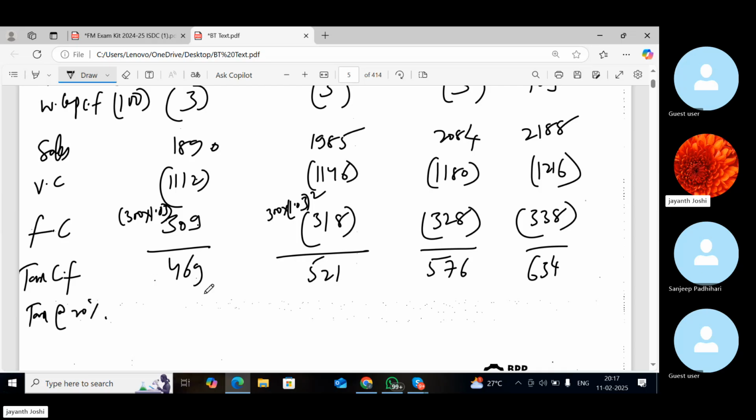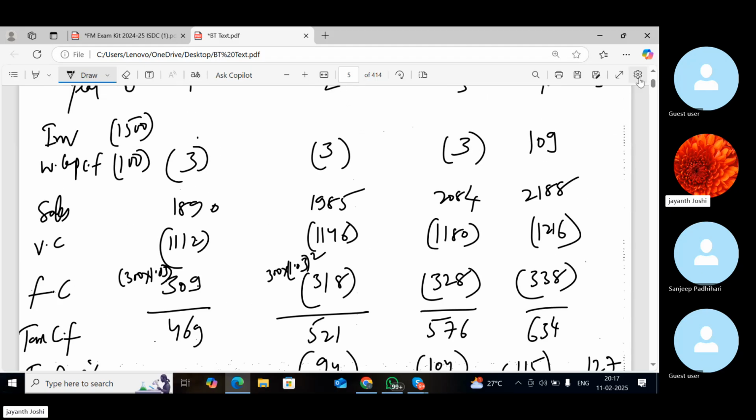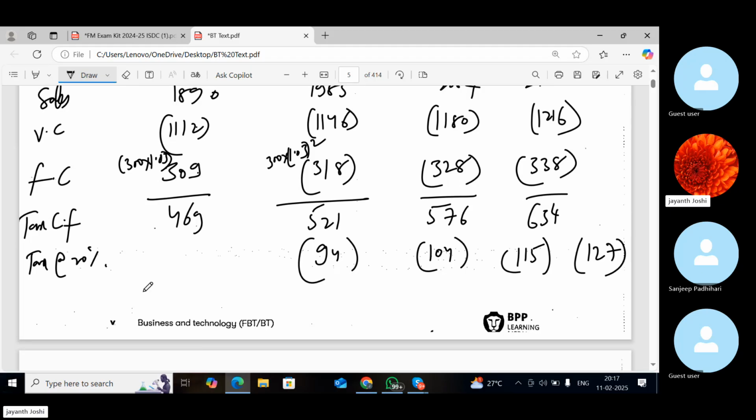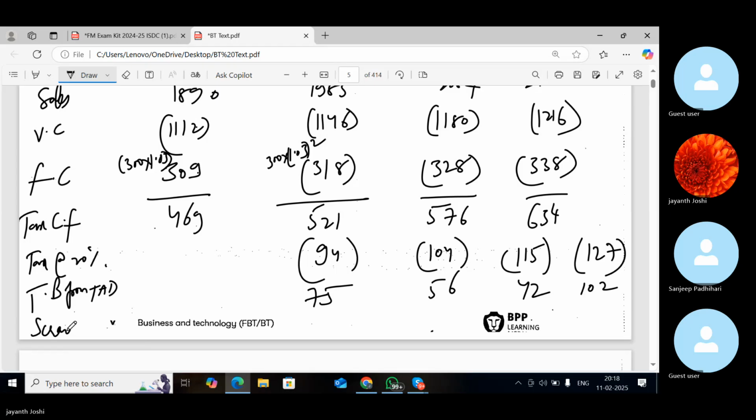So we pay in arrears. So 469 into 20% is 94. Tax will be paid. 521 into 20%. 576 into 20%, 115. 634 into 20%, 127 in the 5th year. I've already mentioned there. Year 5. And then tax benefits from TAD: 75, already calculated. 56, 42, 102, and then scrap value at the end of the project's life, 125, fourth year.